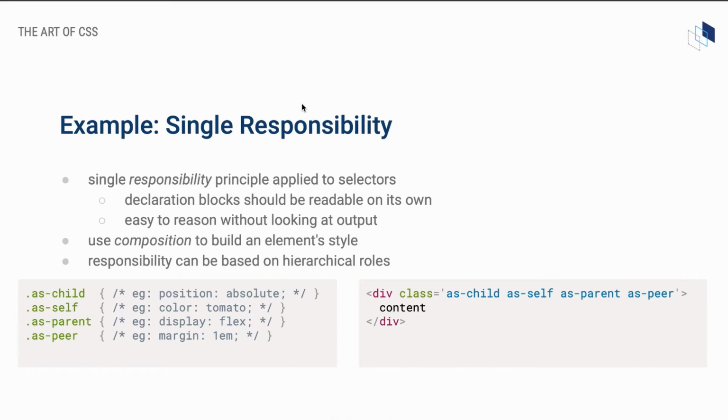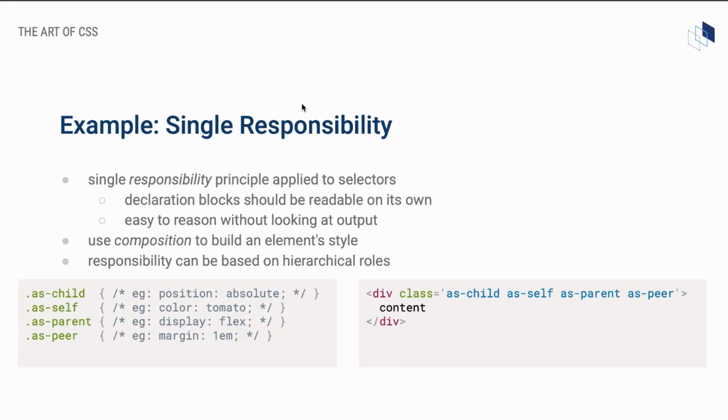Let's talk briefly about the single responsibility principle. As JavaScript developers, we apply this where we can, everywhere. It's a good thing, right? We have a function, a method that only ever does one thing. What does it mean in the context of CSS? I believe what it means is that our declaration block should be readable on its own, and it's easy to reason about without looking at the rendered output.